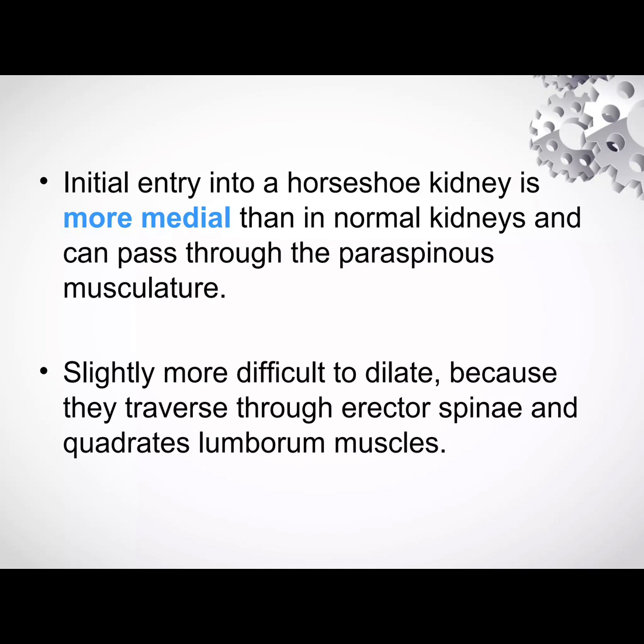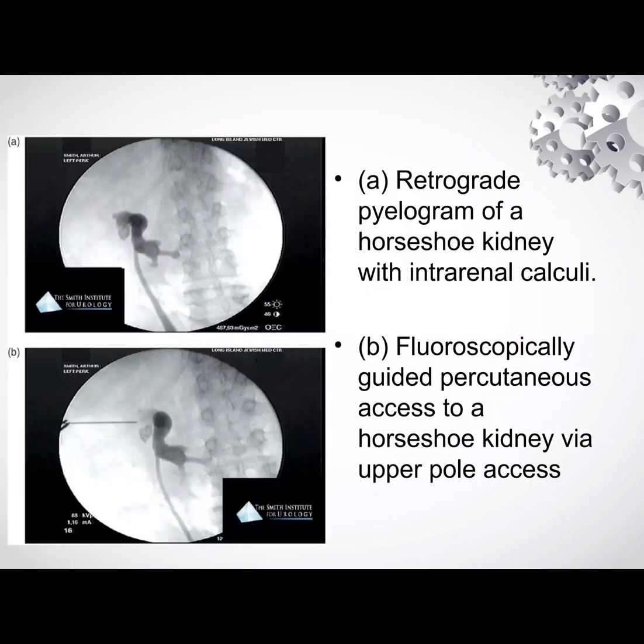So this is the benefit, but the tracts are usually longer as the kidney is low-lying and the renal pelvis may be more anteriorly located. In such cases, a flexible nephroscope or a longer rigid nephroscope may be needed. So this was all about the horseshoe kidney.